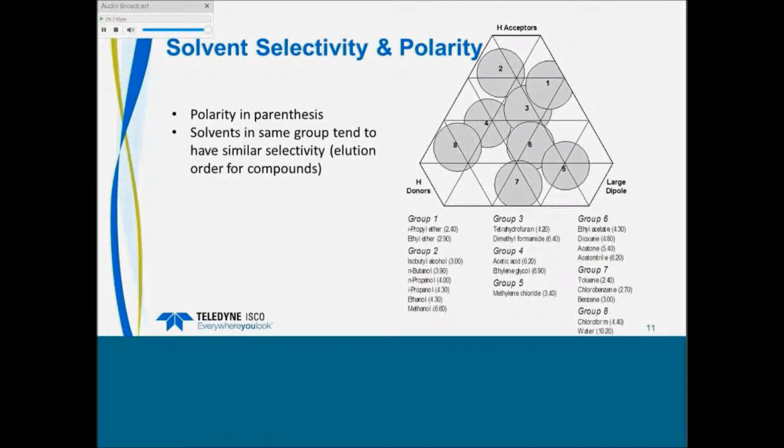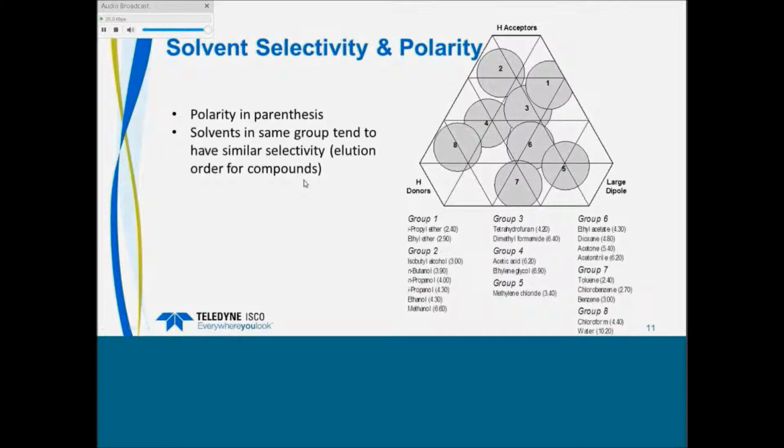Schneider and Kirkland, in their book Introduction to Liquid Chromatography, have this diagram. This diagram can also be found in our flash chromatography guide, and I'll give you information on how to obtain this free guide at the end of the seminar. But in here, the polarity of the compound is in parentheses over here, and you notice that the compounds are separated into different groups, or rather the solvents are in different groups.